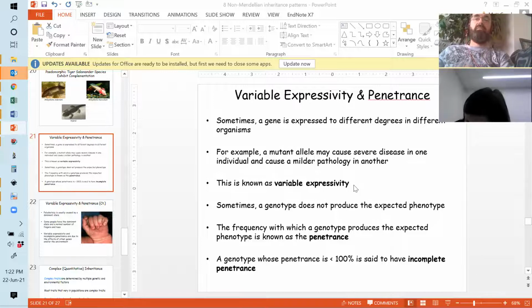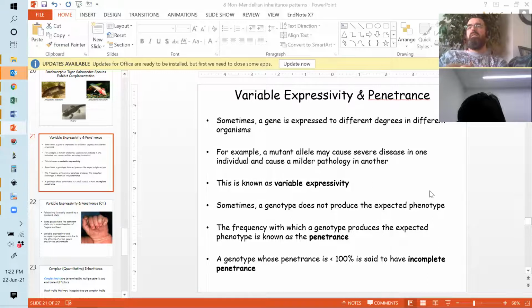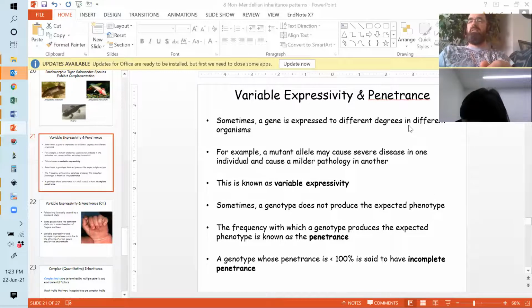Now that's different from variable expressivity. This is often a consequence of other stuff going on. There are going to be other genes which can modify or ameliorate or make something worse. It doesn't necessarily have to be better, it could also make something worse. And so you can have the same genotype, but different levels of disease. That's called variable expressivity. So that's how strongly you express the disease phenotype.